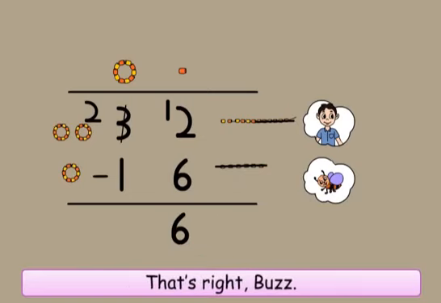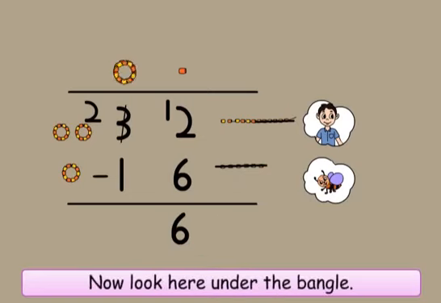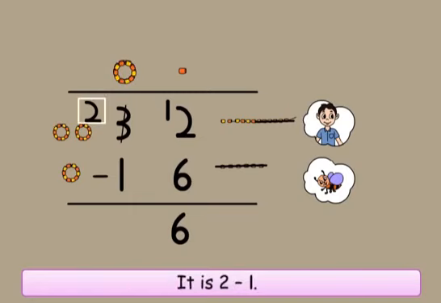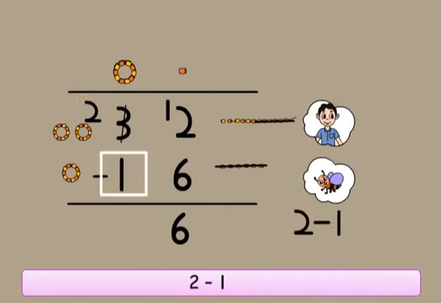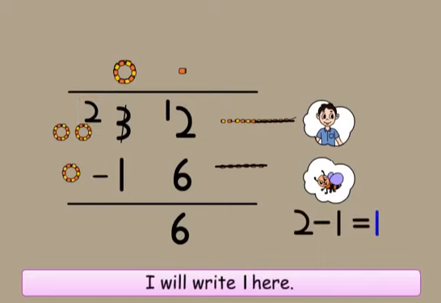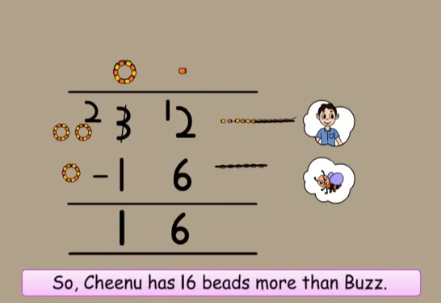That's right, Buzz. Now look under the bangle. It is 2 minus 1. 2 minus 1 is 1. I will write 1 here. So, Chinu has 16 beads more than Buzz.